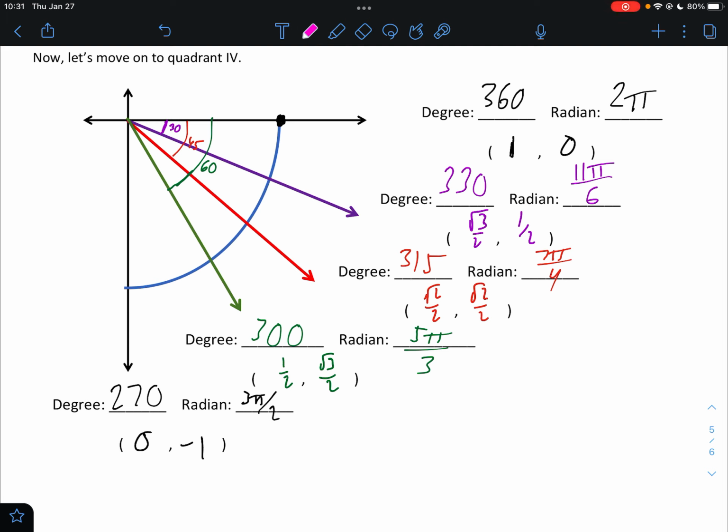And what coordinate is negative in the fourth quadrant? X is positive because we're to the right, but Y is negative because we're down below the origin. So the Y coordinates are all negative. But again, they're the same as the last 3 quadrants.